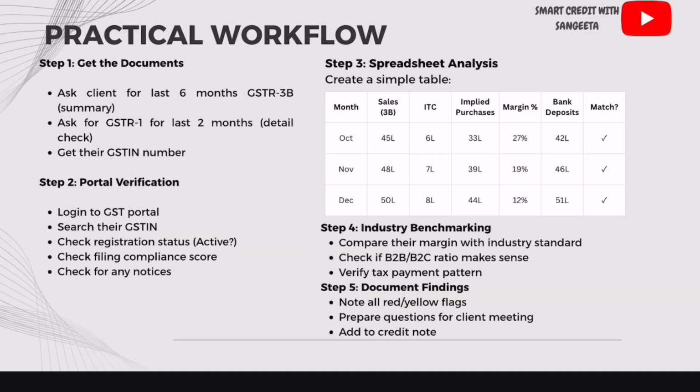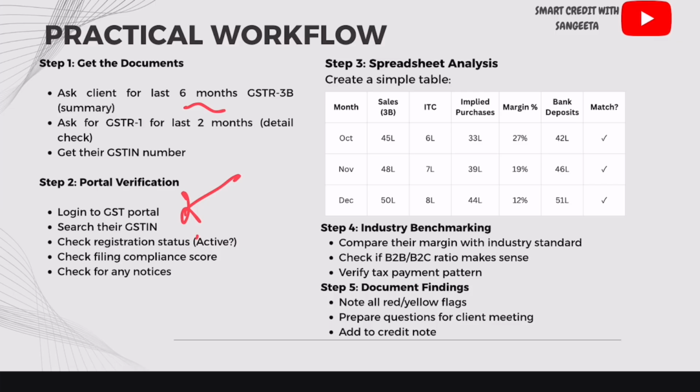So here's my practical workflow. This hardly takes 10 minutes to analyze the GST return. You can do it too, right? Just get the document, ask your client for the past 6 months GST 3B summary, and you can also ask for GSTR1 just for the past 2 months so that you can check the details. From there, you will get the GSTN number. Just log into the GST portal, search their GSTN, and check their registration status. Is it active or not?